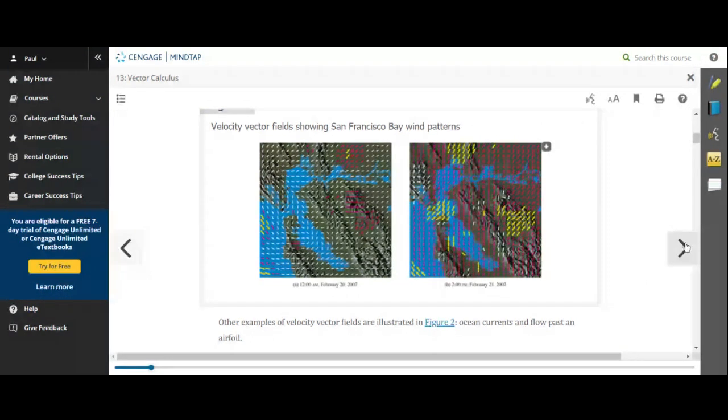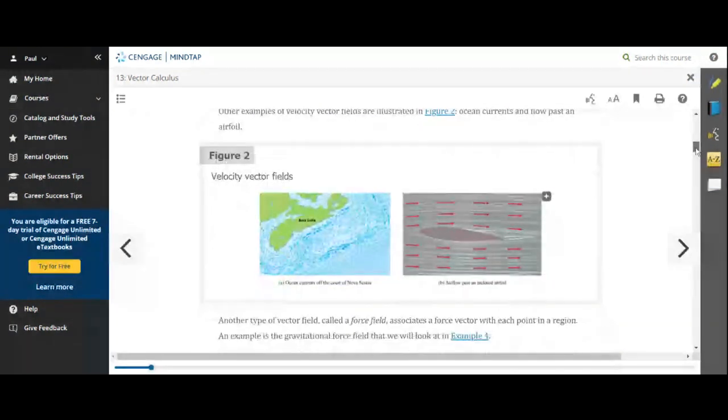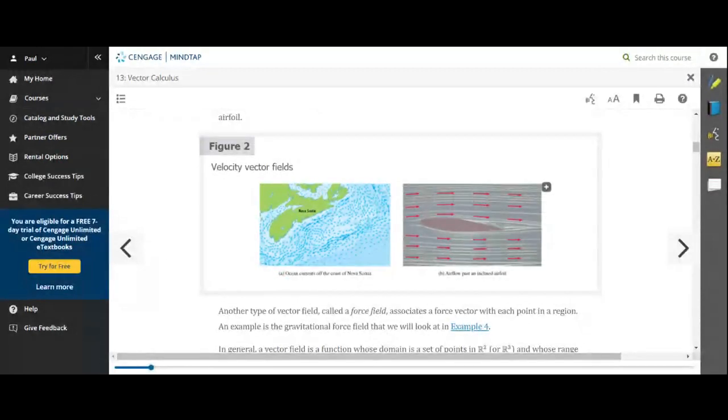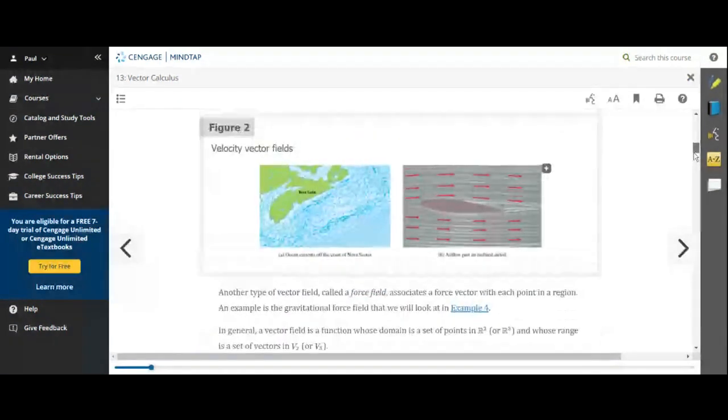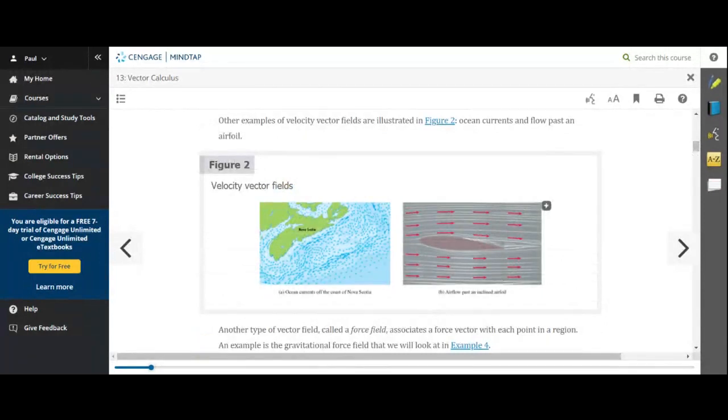What are some other examples of vector fields? Well, in figure 2, we saw figure 1, and now we're in figure 2, more velocity vector fields. Ocean currents can be modeled with vectors, and in part B of figure 2, the second picture, you have airflow past an inclined airfoil. So vector fields, very important.